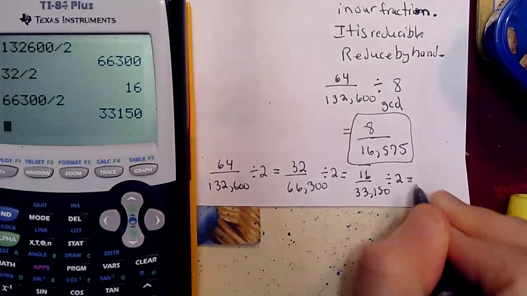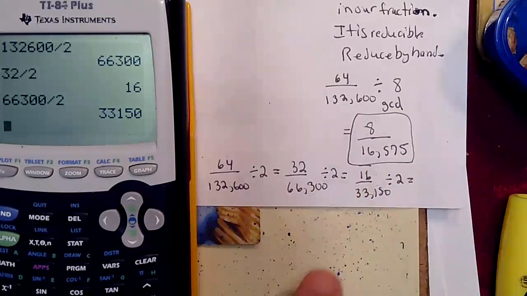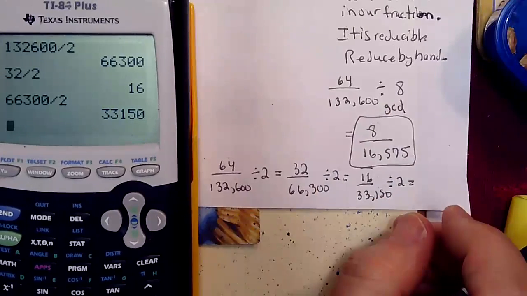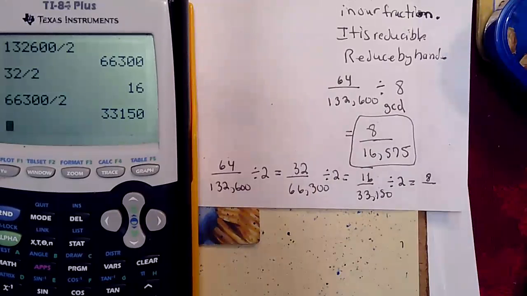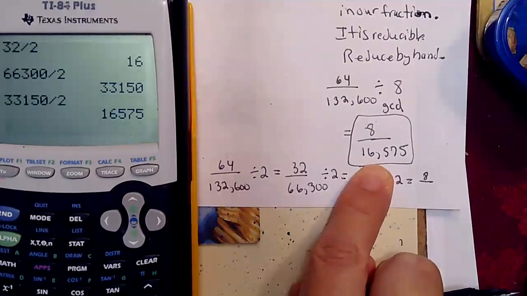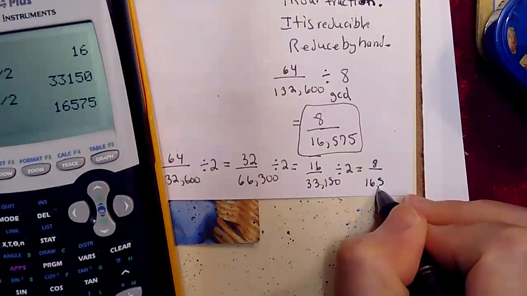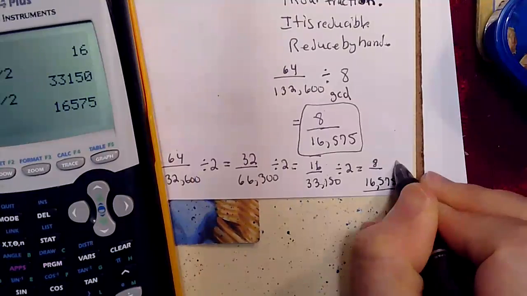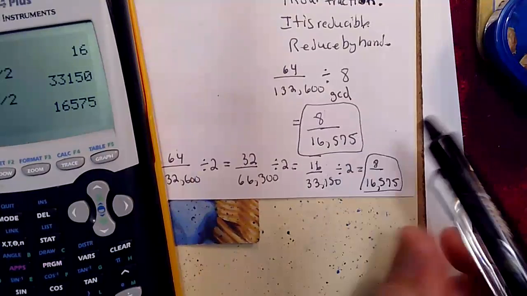And this is what I was saying, 2 times 2 is 4, times 2 is 8. That's how I know that 8 worked. So now half of 16 is 8, and 33,150 divided by 2 is 16,575. And so now I know that it was reducible by 8. Okay.